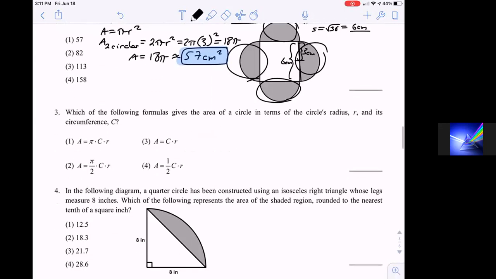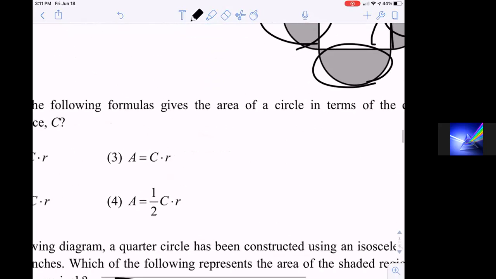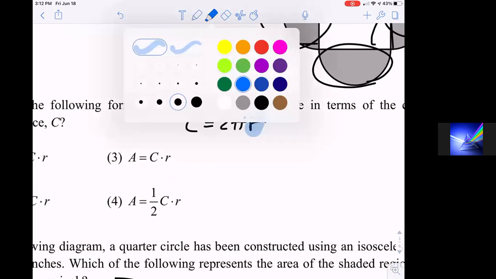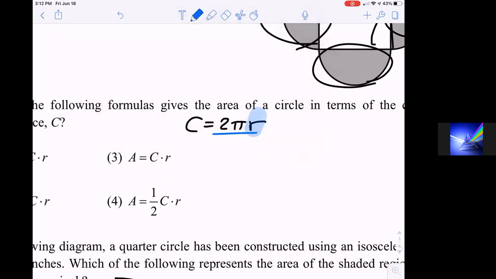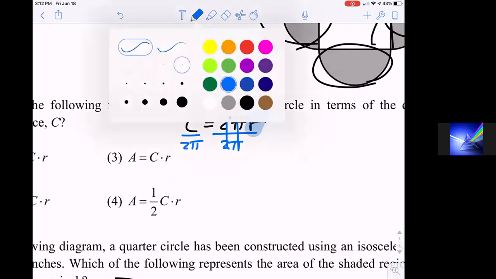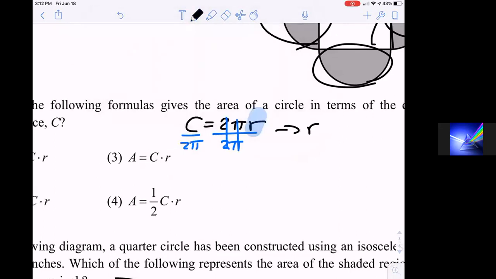Number 3, which of the following formulas gives the area of the circle in terms of the circle's radius and its circumference? Okay, so start off with the area formula and the circumference formula. Circumference equals 2 pi times the radius. Now let's solve it for radius. To do that, we're going to divide by 2 pi. And radius is the circumference divided by 2 pi.